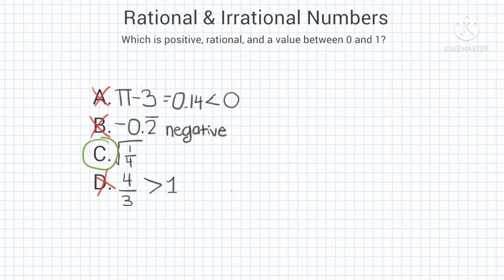To find the square root of a fraction, find the square root of the numerator, and then divide it by the square root of the denominator. So the square root of 1 is 1, the square root of 4 is 2, and 1 divided by 2 is a half. 1/2 is positive, rational, and a value between 0 and 1.